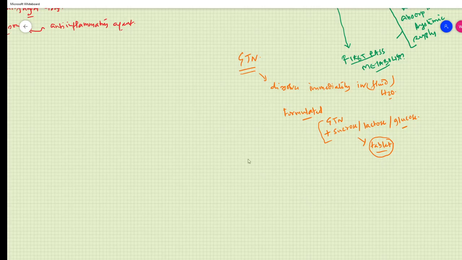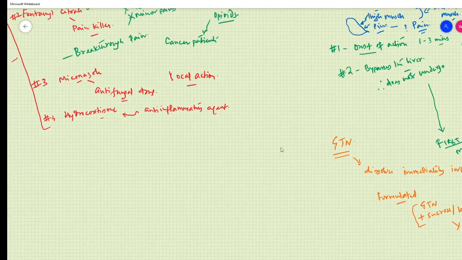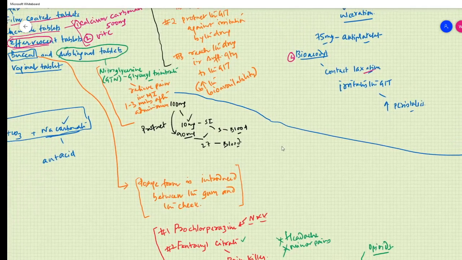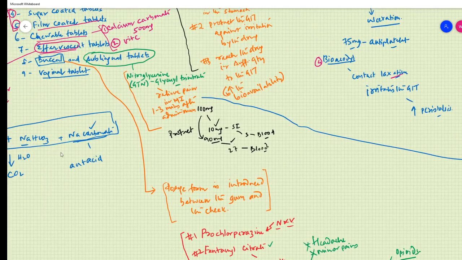So as healthcare providers, we need to know this. This is a very important class of drugs that we need to be concerned about.